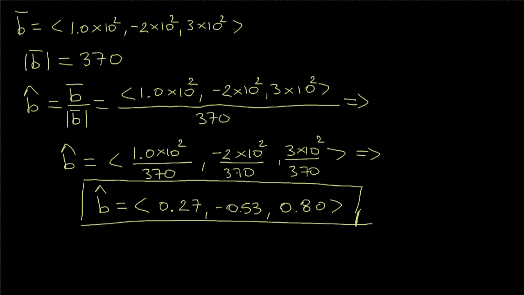Now, again, to remind you, the reason why we call this the unit vector is because if you go ahead and calculate the magnitude of this one, you will find this to be 1. This is why we call these vectors the unit vector.